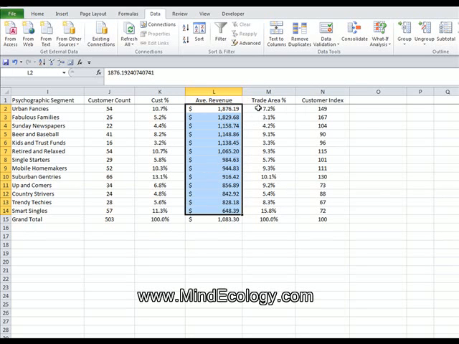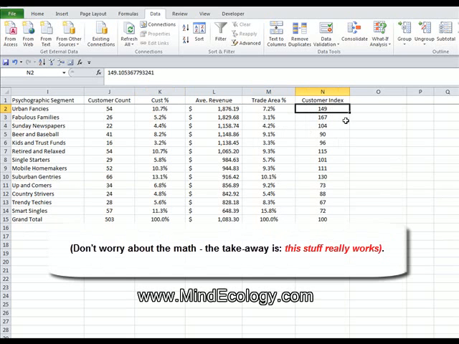Also, let's look over at the index over here. These customers, these urban fancies, make up 10.7% of our database, but they only make up 7.2% of the trade area. So they index at 149. Where we get that number is we take 10.7 divided by 7.2 and multiply that times 100. So again, don't worry about the math. The important part is to understand that they actually index quite well.